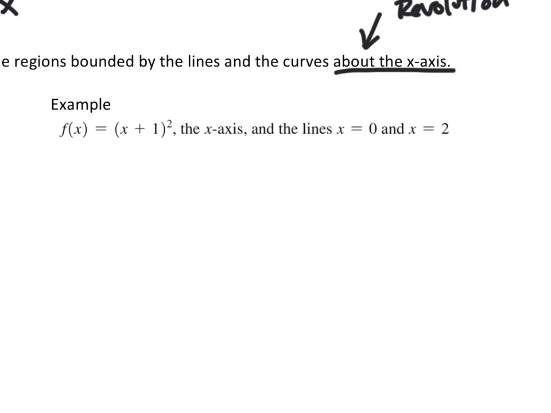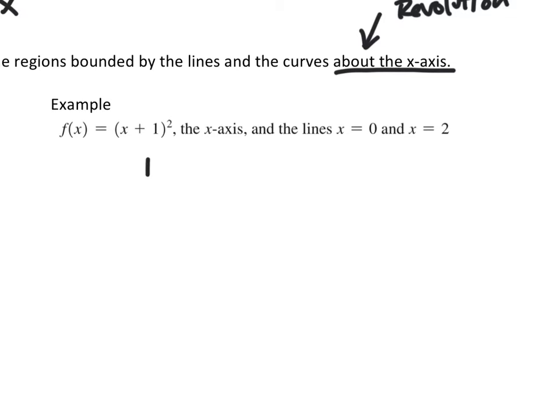So what this says, we want to bound this by the function f of x is equal to (x plus 1) quantity squared, the x-axis, and the lines x equals 0 and x equals 2. So I want to do this.